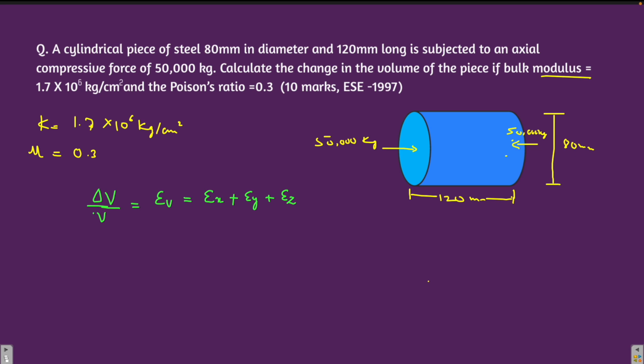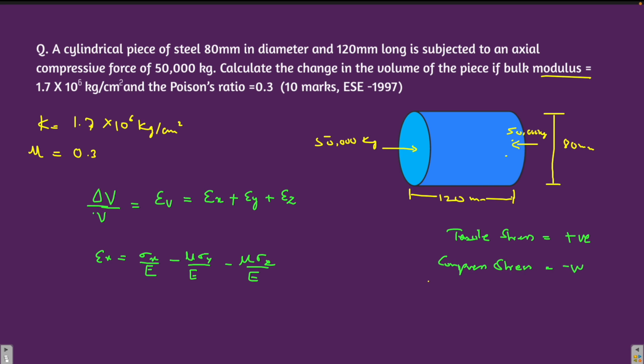Now for finding the strains in the x, y and z directions, we have formulas. Strain in x direction is sigma x by E minus mu sigma y by E minus mu sigma z by E. You should remember that we are taking tensile stress as positive. In this formula also we are taking tensile stress as positive and compressive stress, or force you can say, as negative.